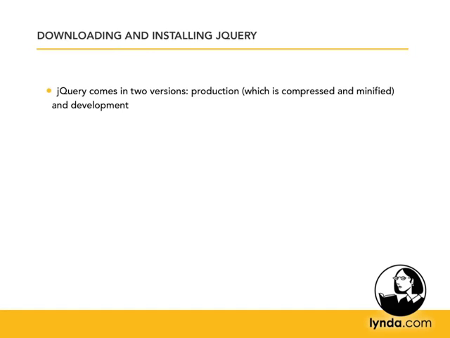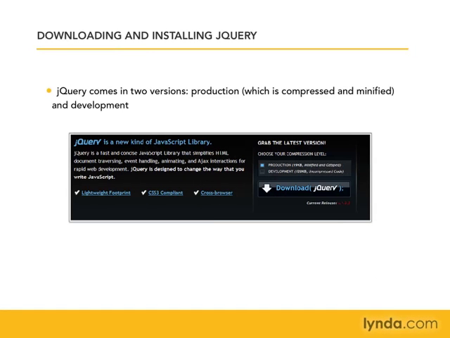jQuery comes in two versions. There's the production version, and that's been compressed and minified down, and the development version. And you can see here in the screenshot that at the time I took this little snapshot, the production version is about 19K, and the development version is about 120K.